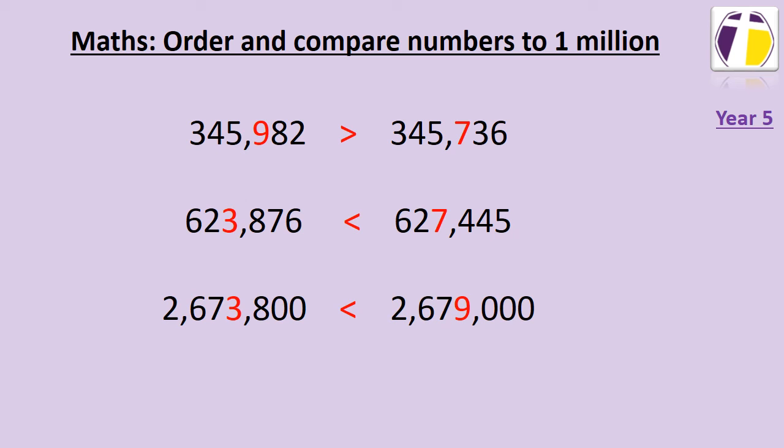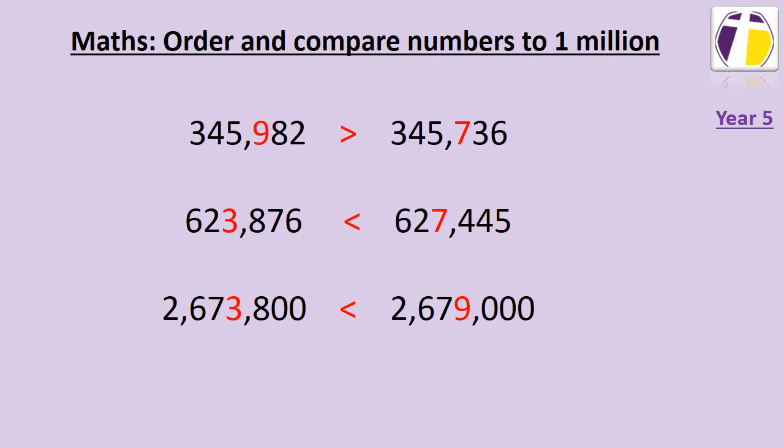My next pair of numbers is 623,876 and 627,445. Again, my hundreds of thousands are the same, they both have 6. They both have 2 tens of thousands. However, one number has 3 thousands and one number has 7 thousands in the thousands column. Therefore, 627,445 is my larger number.